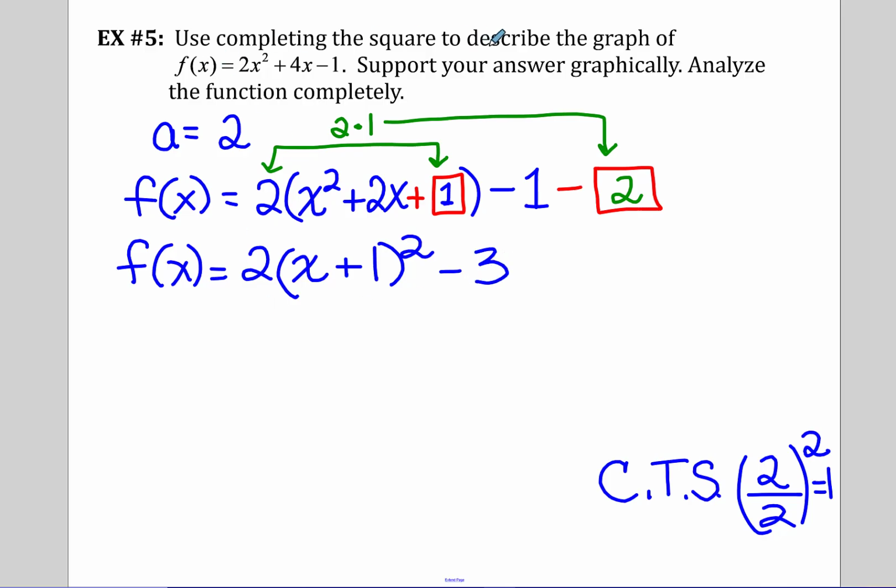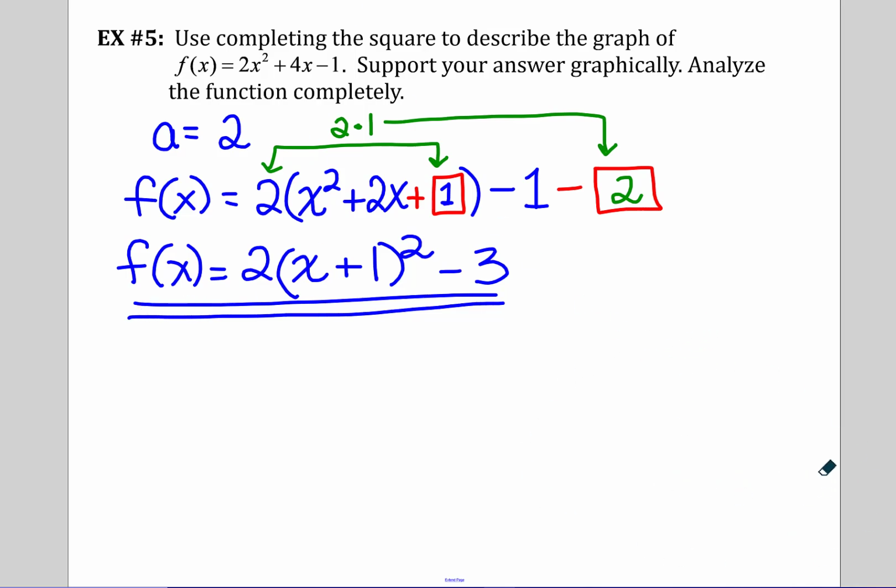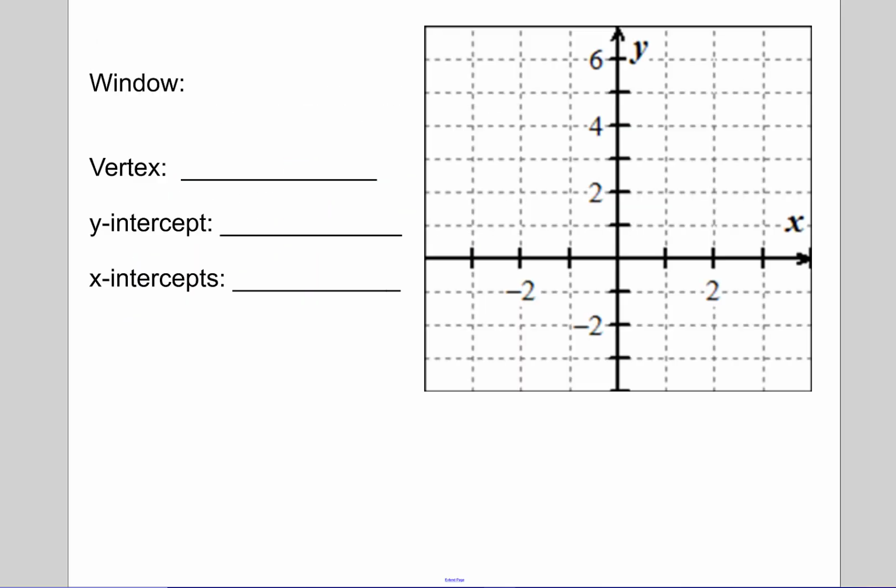Okay, so we used completing the square to describe the graph, and now we want to analyze the function completely. So to analyze, you would want to solve it, graph it. Let's see if we have a piece of graph paper here. Yeah. So what do we know? We know that the vertex was at -1, -3, and it had an a value of 2.